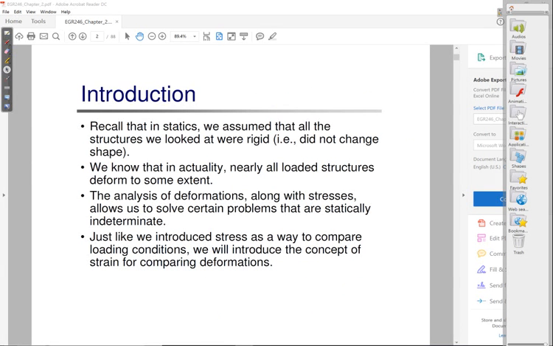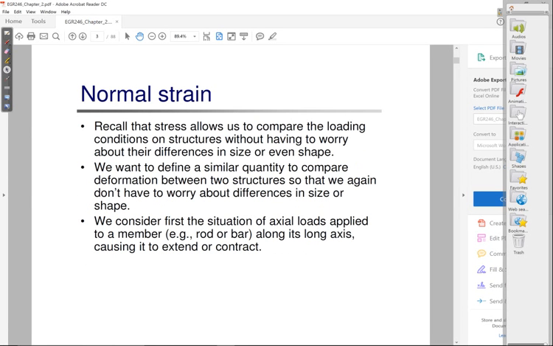So let's go back to our slide here. Okay, and last time, right, we said that instead of using forces in mechanics of materials, we now want to use stresses, because stresses allow us to compare parts even if they're different in size and shape. So when it comes to deformations, we want to do the same thing, okay?